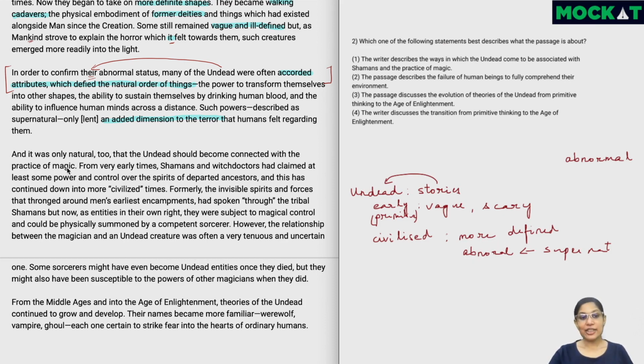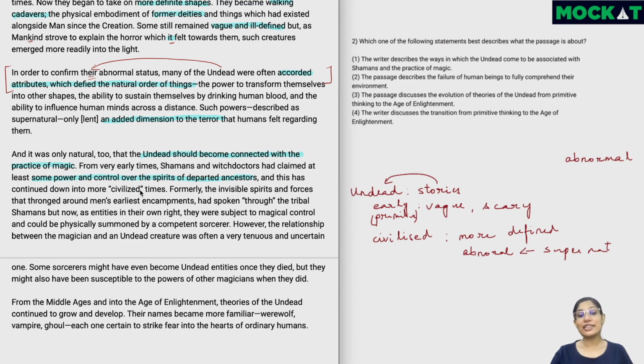Now, the next thing that we learn is related to magic. The author says, "It was only natural too that the undead should become connected with the practice of magic." So, the undead were also connected with the practice of magic. "From very early times, shamans and witch doctors had claimed at least some power and control over the spirits of departed ancestors, and this has continued down into more 'civilized' times."